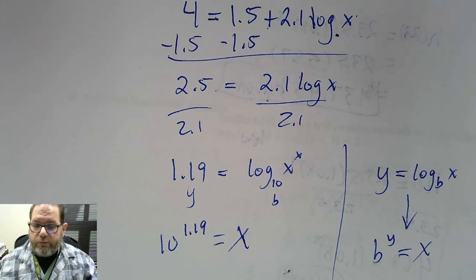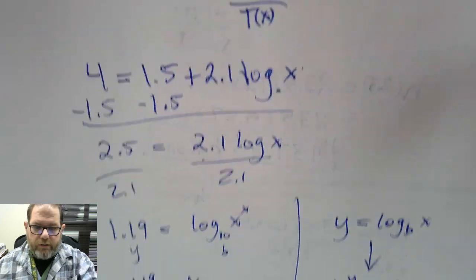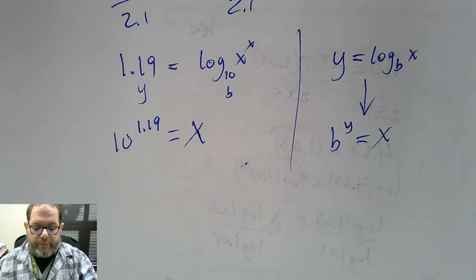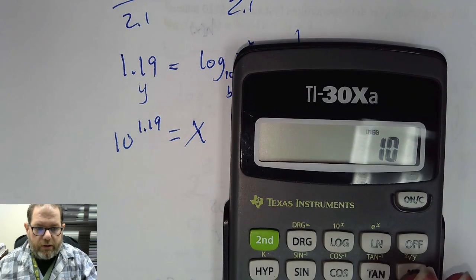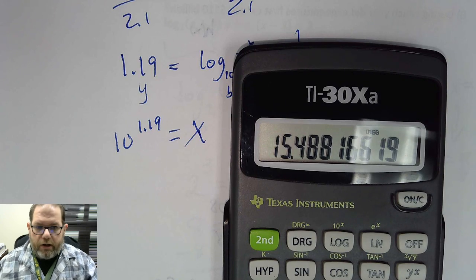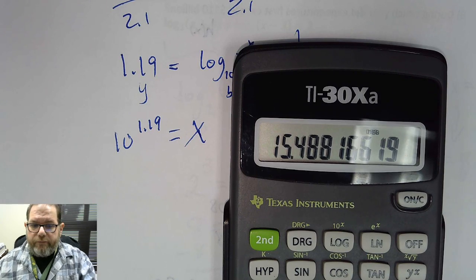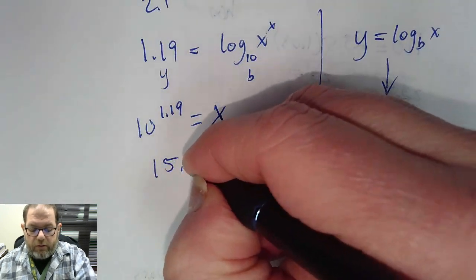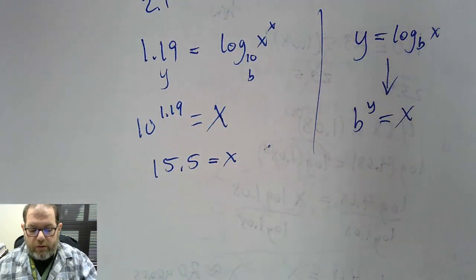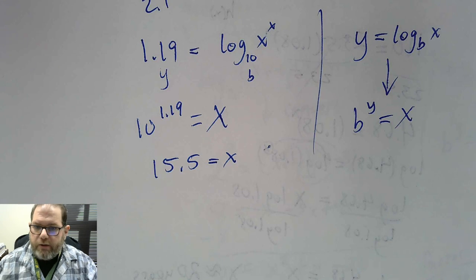So we get x equals 10 raised to the 1.19 power, and now we just do that calculation. 10 raised to the 1.19, and we get about 15.5. Okay. Now this is x.